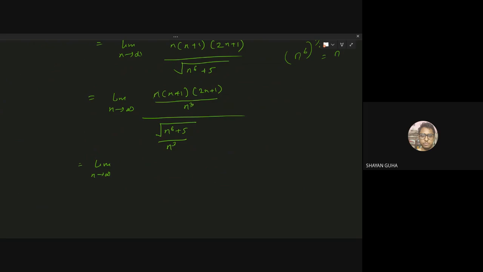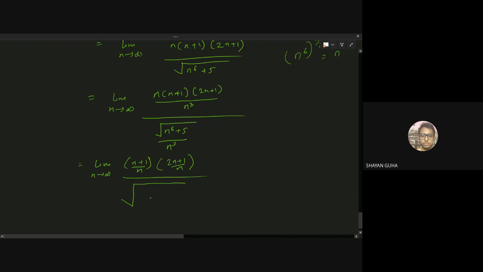1n cancels with 1n, and if I take 1n inside, let me write (n plus 1) divided by n into (2n plus 1) divided by n. I have just separated 2n square. I have taken one as a factor dividing n plus 1, and another one dividing 2n plus 1. And in the same logic, I am doing inside the root over.